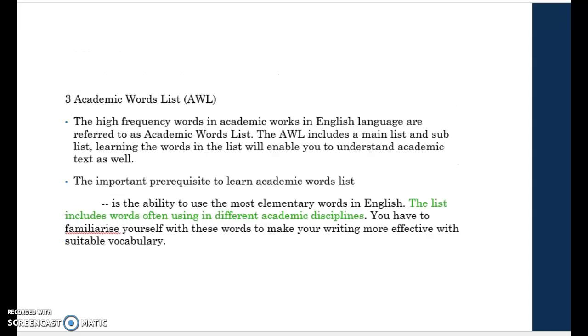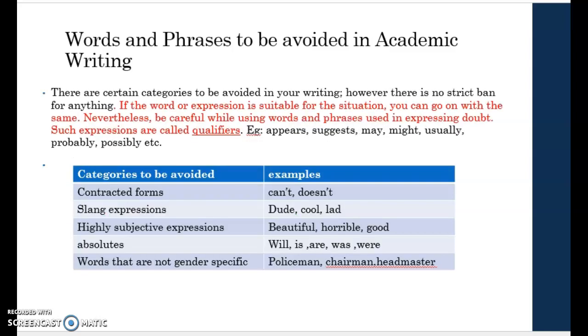Academic word list: the high frequency words in academic works in the English language are referred to as the academic word list. A list of words is actually given in your textbook, so please do refer to it. It's not all words, but there are certain words. Please refer to it to understand better what AWL is. Basically, these are high frequency words that are used in academic writing.